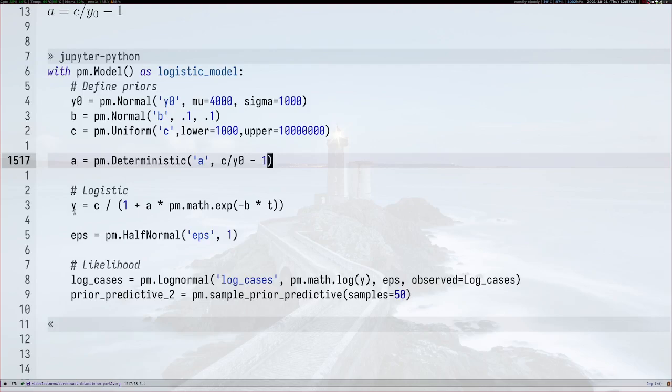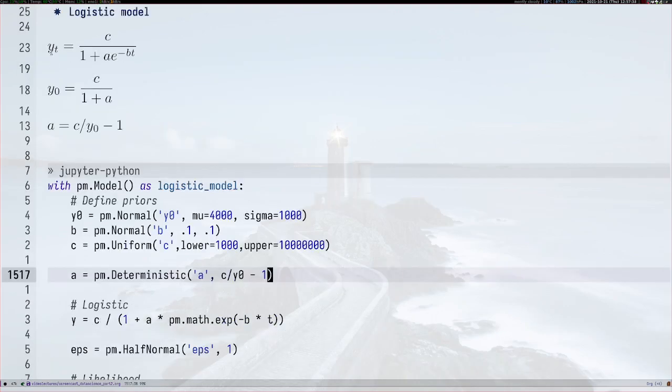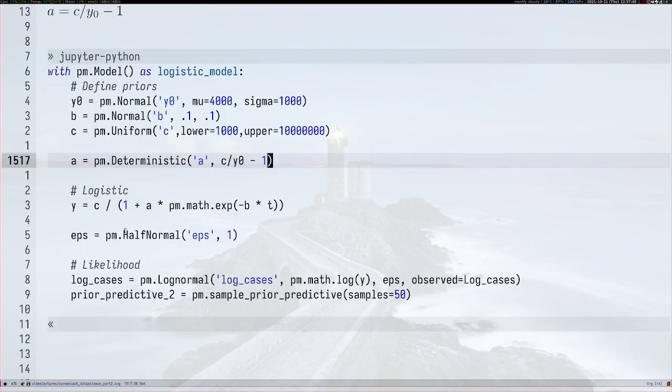Then I specify the equation for Y, so this is basically the equation that we have over here. So we say Y is C divided by 1 plus A times, and I'm using the exponential function here again from pymc3 itself, minus B times T. I specify the noise term, EPS, and then I say that log cases is the log normal distribution. Again, repeat the name of the variable, in this case log cases. It's going to be the log of Y, because Y is the number of cases, but I'm modeling the log of the number of cases here, so I'm using this log term again from the pymc3 library. And observed is log cases.